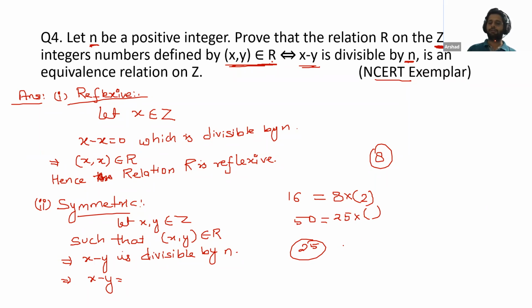Suppose we have 80 and we are saying that it is divisible by 8. So we can write it as 8 into some number. Similarly, this is divisible by n, so we can say x minus y is equal to n into some number, n into q, and q belongs to the integers. Is this clear to everyone?